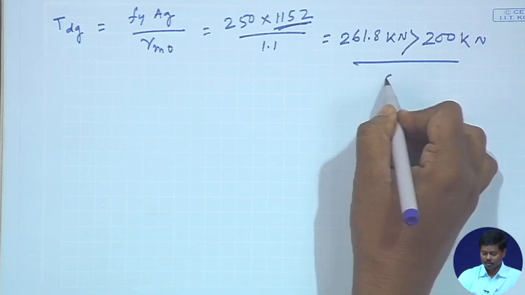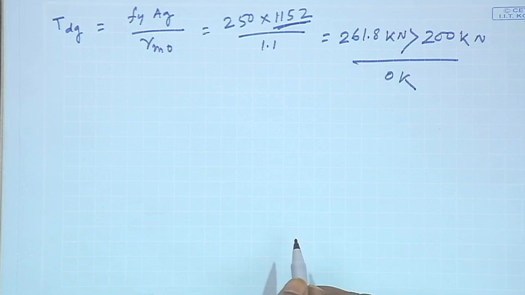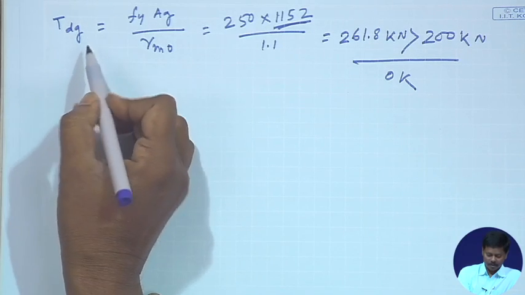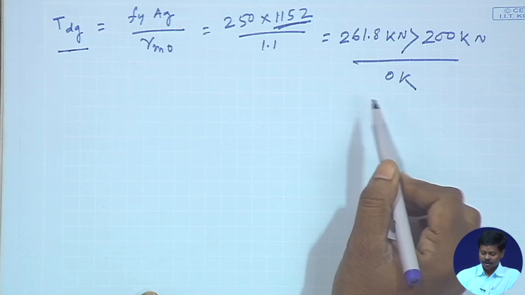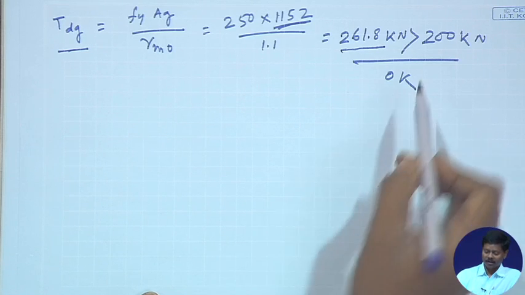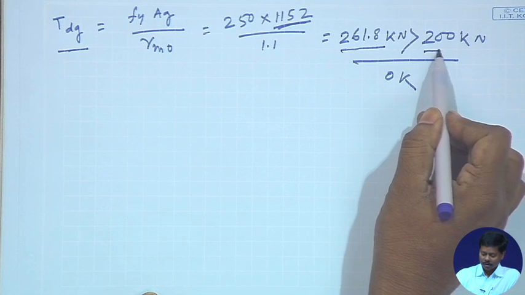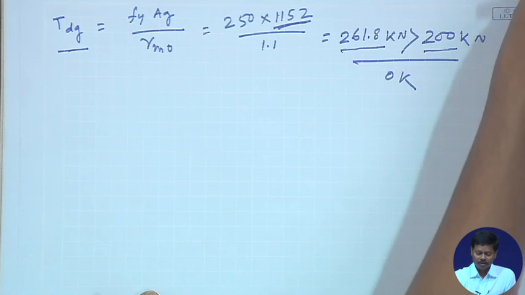So, it is okay, that means it is safe from the gross yielding point of view. So, design strength of the section due to gross yielding, yielding of gross section is coming 261.8 kilonewton, whereas the axial load is 200 kilonewton. So, this is safe. Now, we will check for other criteria, that is, we will calculate for net section, means rupture of the net section.